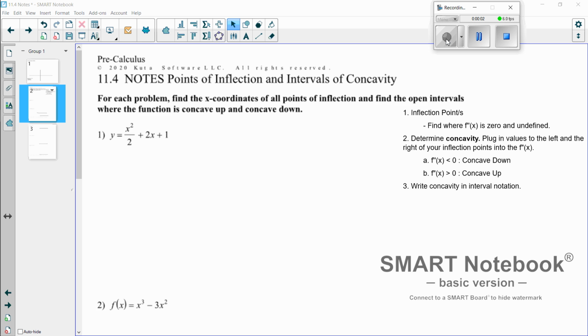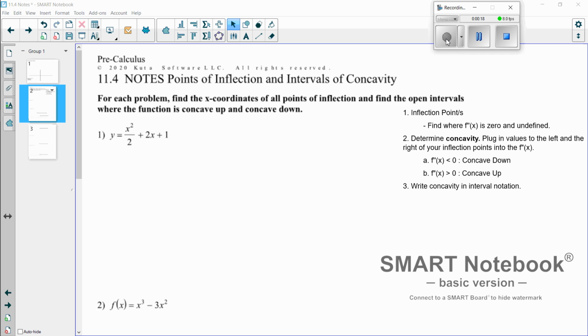Hi, and welcome to 11.4. This is the notes for points of inflection and intervals of concavity. So a good amount to introduce you guys to here in the beginning.